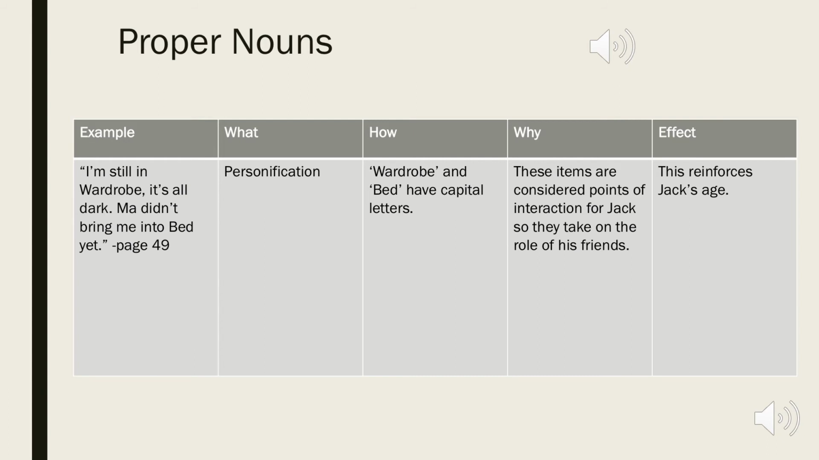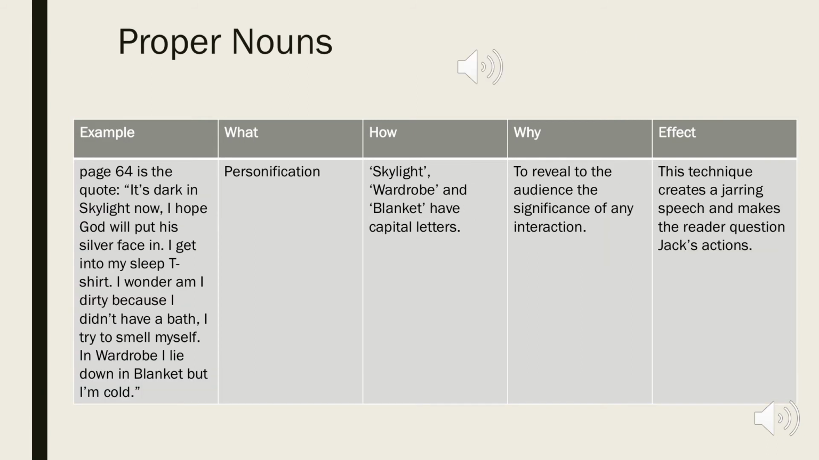On page 64, is the quote, "It's darkened skylight now. I hope God will pull his silver face in. I get into my sleepy t-shirt. I wonder, am I dirty because I didn't have a bath? I try to smell myself. In Wardrobe, I lie down in Blanket, but I'm cold."